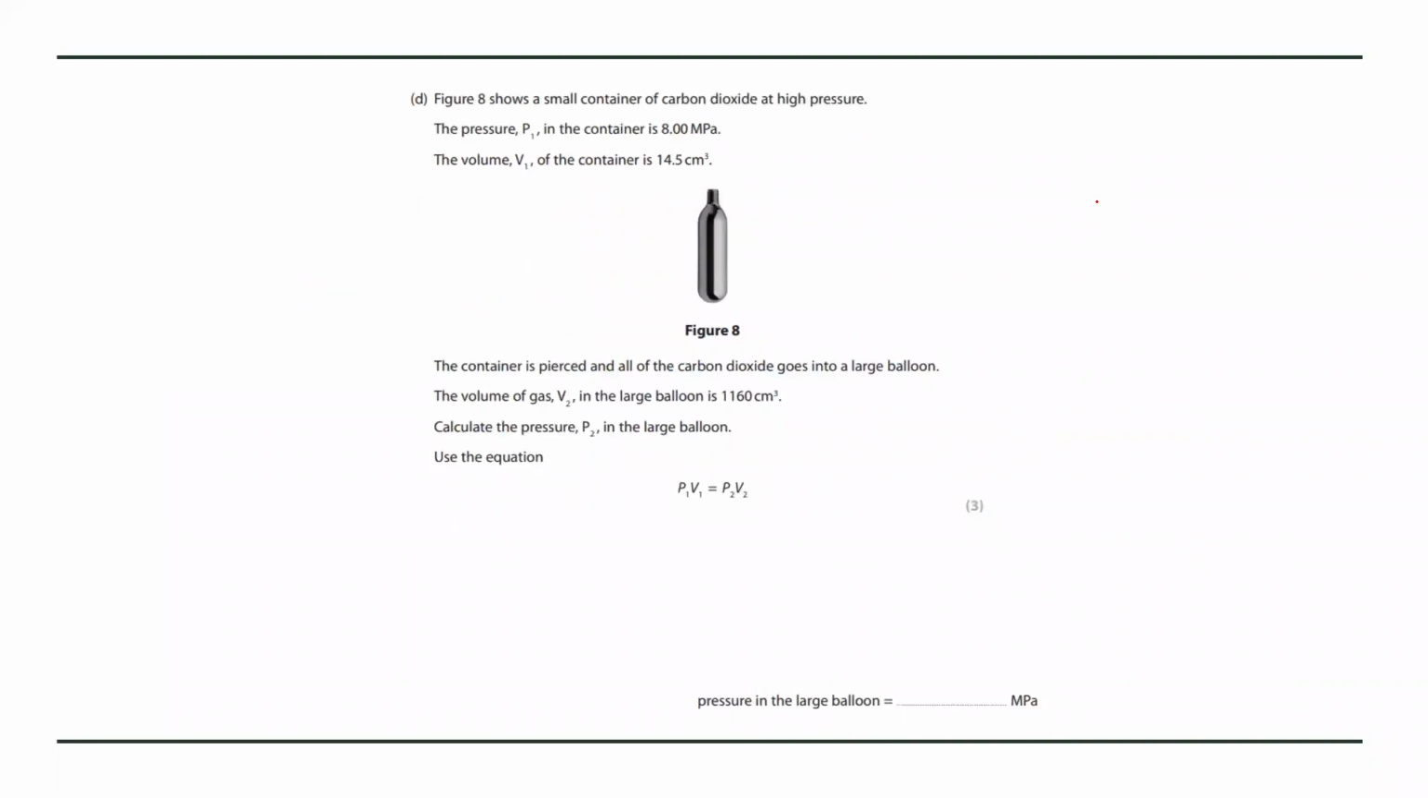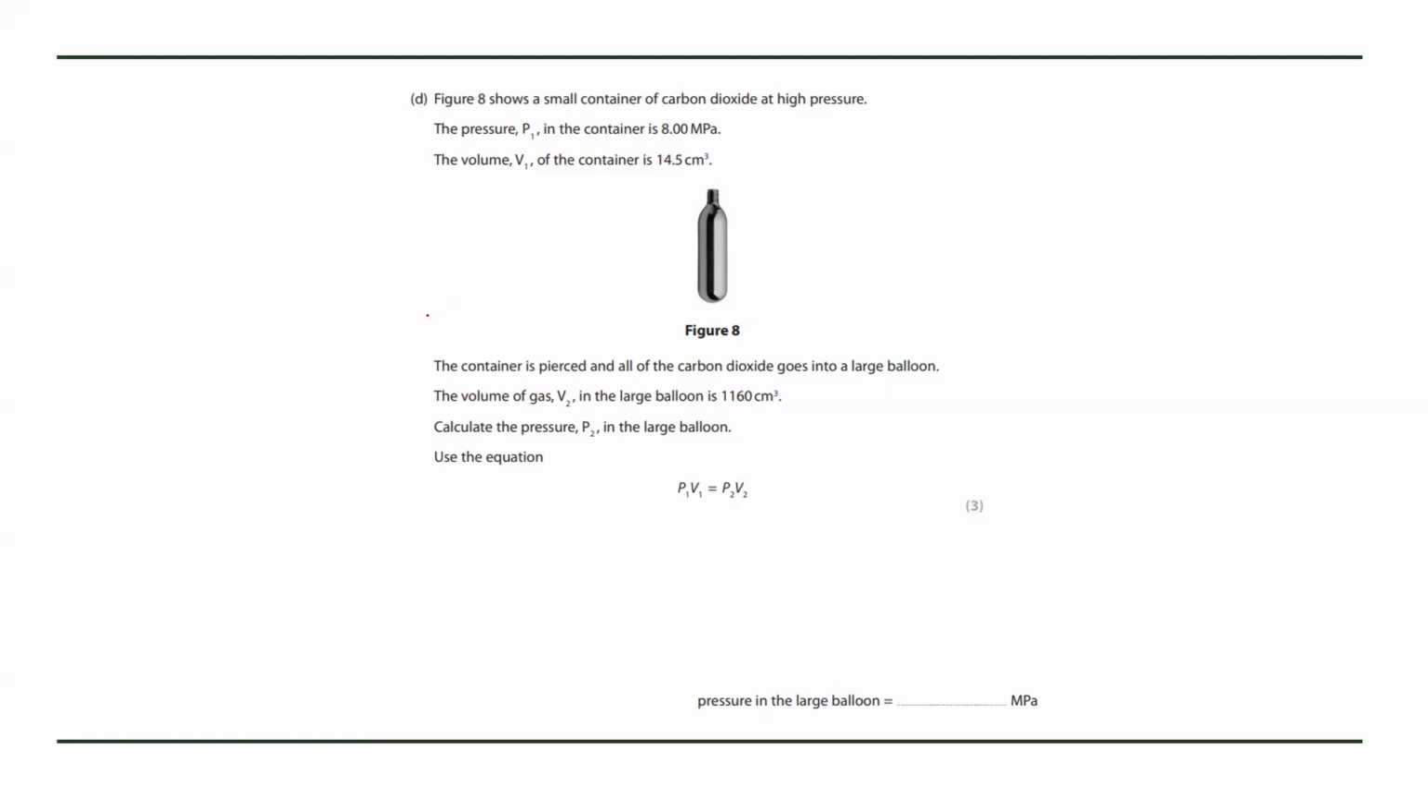Figure 8 shows a small container of carbon dioxide at high pressure. The pressure P1 in the container is 8 megapascals. The volume V1 of the container is 14.5 centimeters cubed. The container is pierced and all of the carbon dioxide goes into a large balloon. The volume of gas V2 in the large balloon is 1,160 centimeters cubed. Calculate the pressure P2 in the large balloon. Use the equation P1V1 equals P2V2.